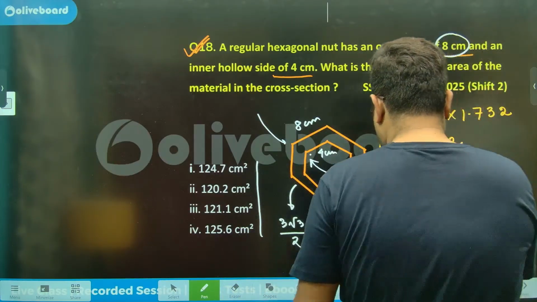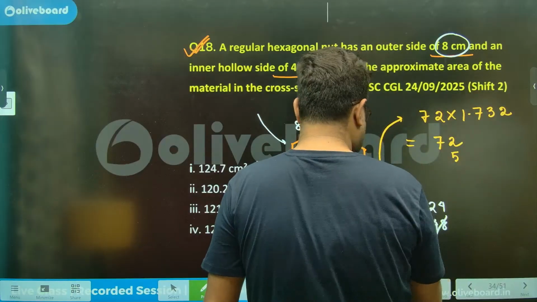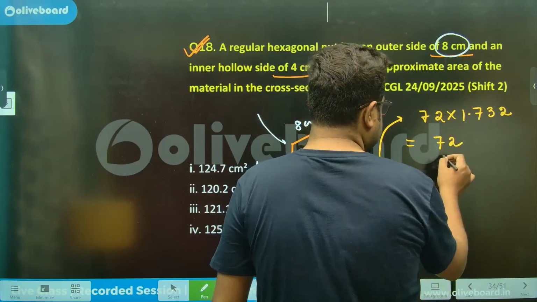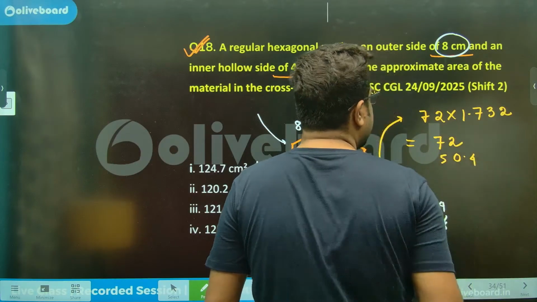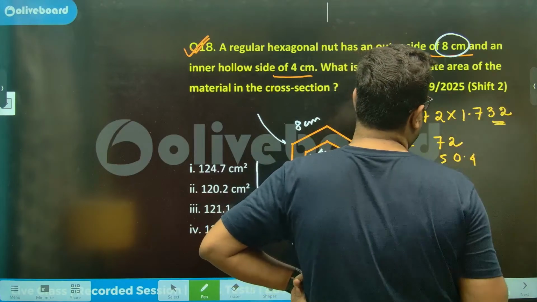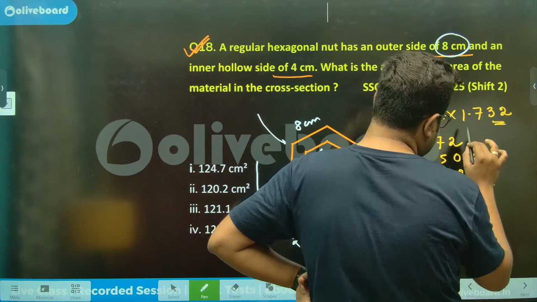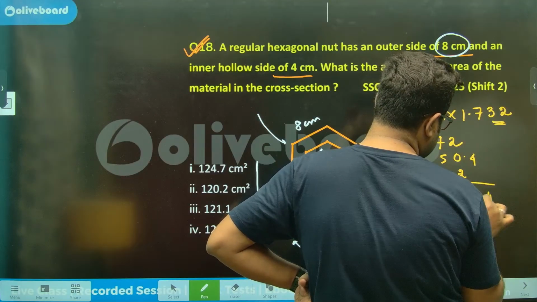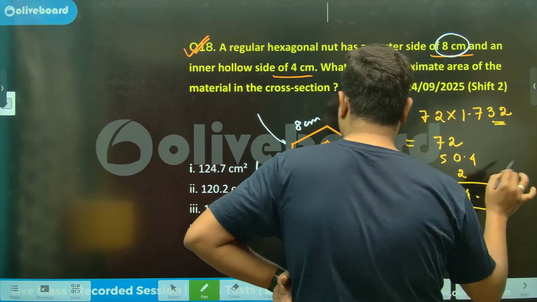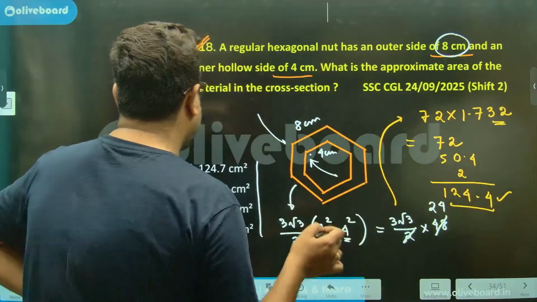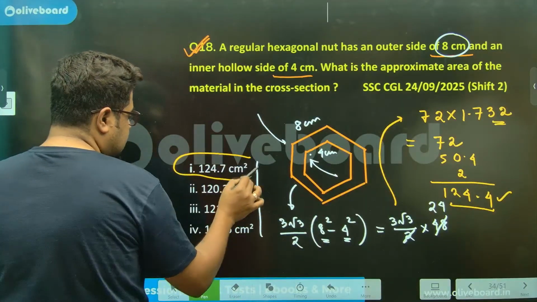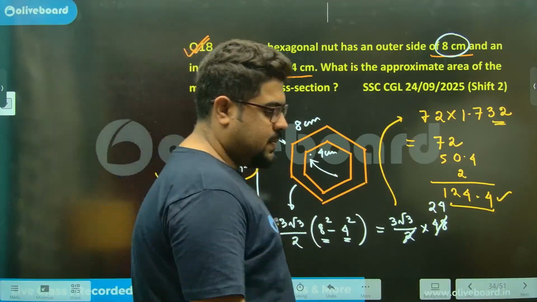Sorry, 50.4. Extremely sorry, sir. 50.4. And, sir, 0.032. Sir, it will be around 2, sir. I guess that will work. 124.4, around that. 124.4 around that, meaning the answer has to be option number 1.